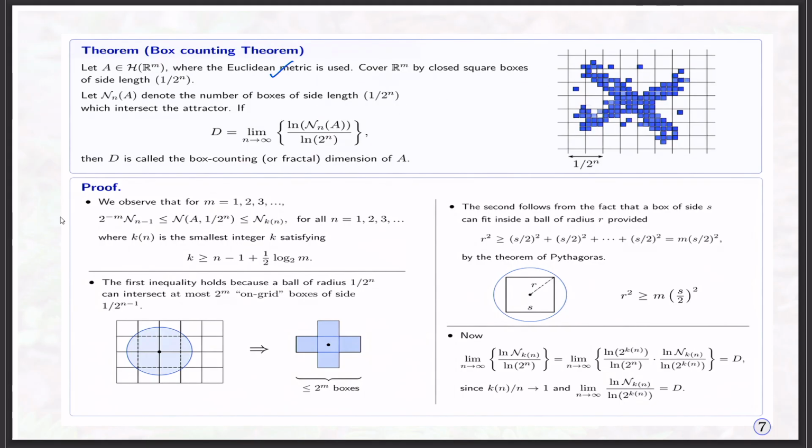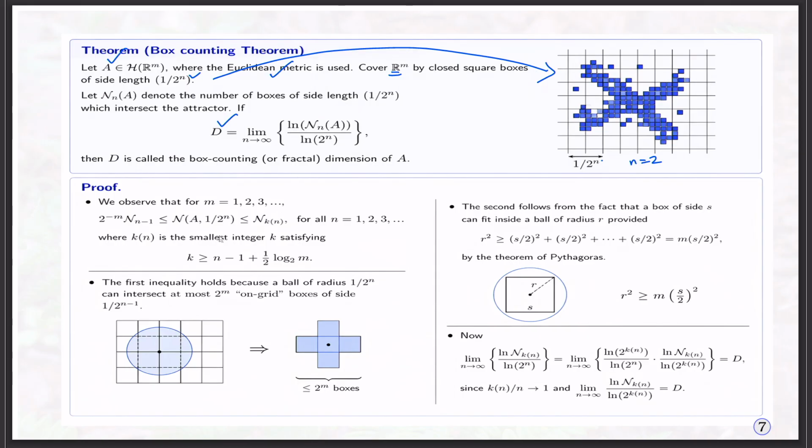This is the theorem statement. We are taking A belongs to H of R power m, and we are covering R power m by closed square boxes of side length 1 by 2 power n. That cover is shown here. Here we are taking n equal to 2. Then let N of A denote the number of boxes of side length 1 by 2 power n which intersect the attractor. If D satisfies this one, D obtained from this limit, then D is called the box counting dimension or fractal dimension of A. This is the theorem statement.